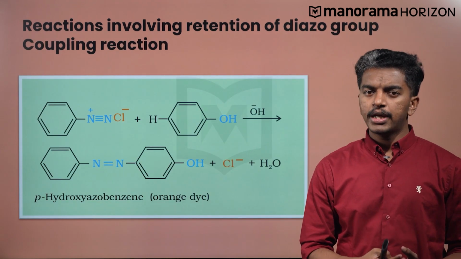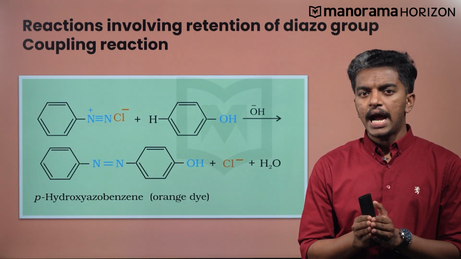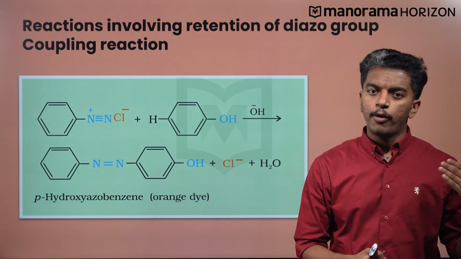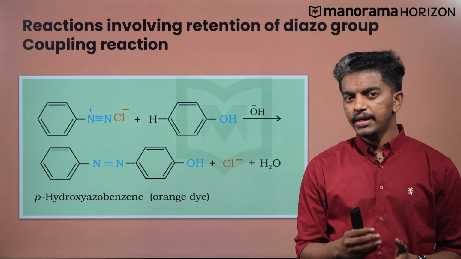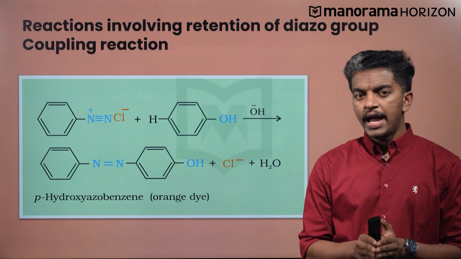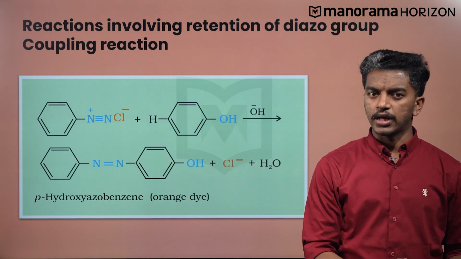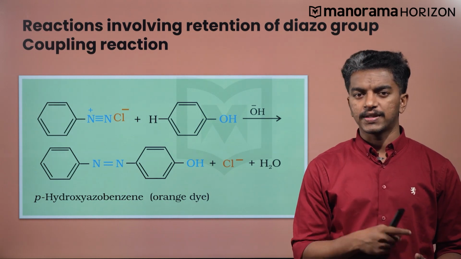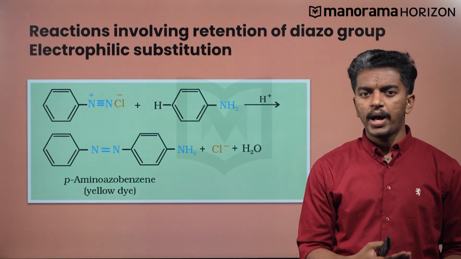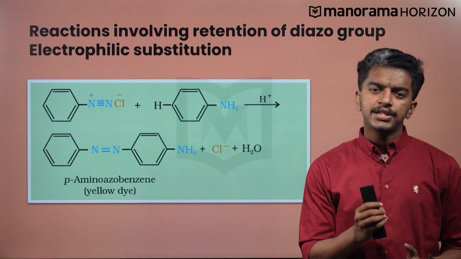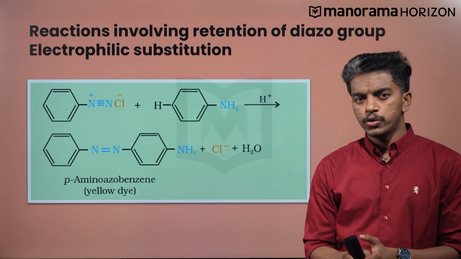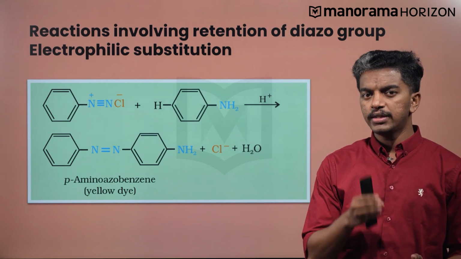Diazonium chlorides may be coupled with phenol to form para-hydroxyazobenzene, which we have mentioned in the beginning of this video. Here, aromatic rings are joined through the N=N bond as you can see here. Such azo products are often colored and are used as dyes. A similar dye is para-aminoazobenzene. This is formed by the electrophilic substitution of diazonium salt with aniline.